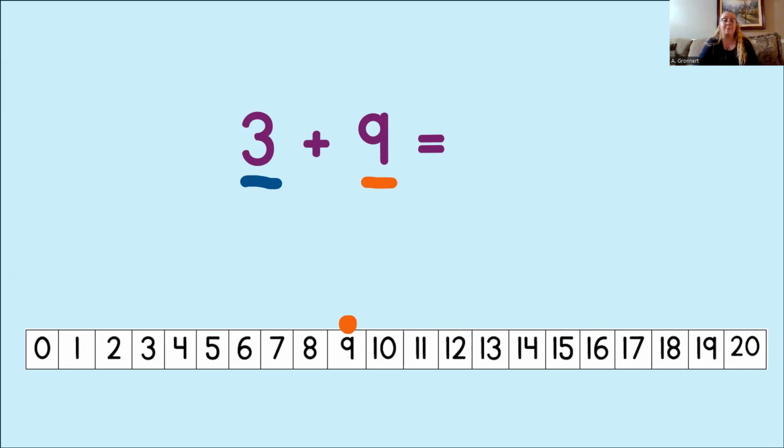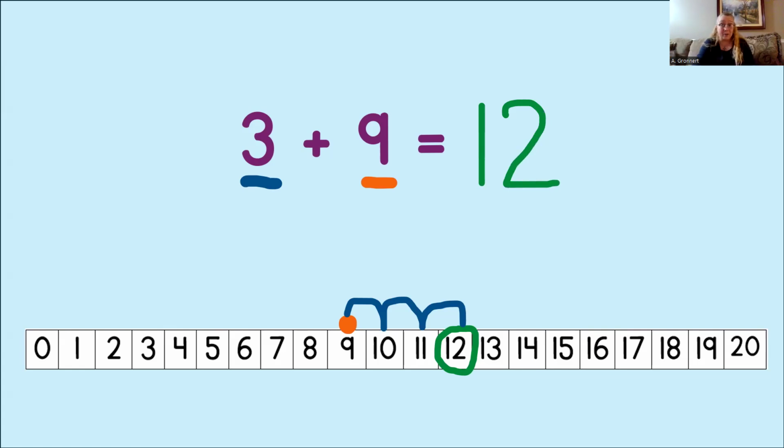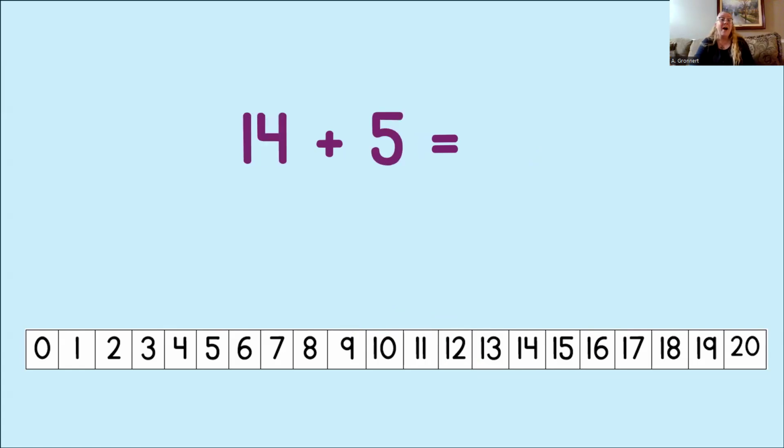Let's do that now. 1, 2, 3. Where did we land? We landed on the 12. So circle the 12 and then write it into the equation. So now we know 3 plus 9 equals 12. This is a lot of fun. Let's do another one. Okay, here's our next equation.